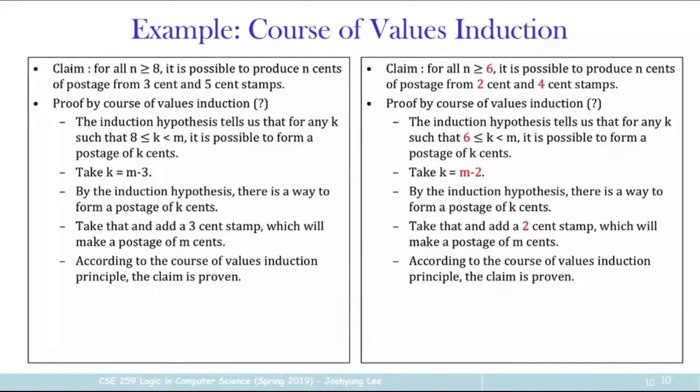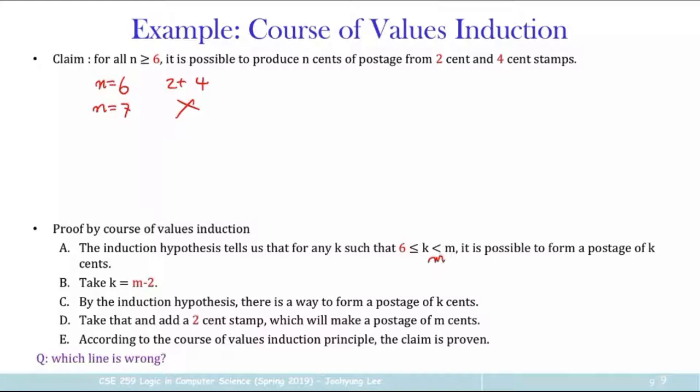Okay, let's look at this one. So we are looking at the m equals 7 case. Suppose m equals 7, okay? In part B, you're saying that k equals 5, right? If m equals 7 that you want to prove, then k is 5. And line C is saying, by the induction hypothesis, there is a way to form 5-cent postage. However, the induction hypothesis is starting from n equals 6. It doesn't cover n equals 5. We do not get P of 5.